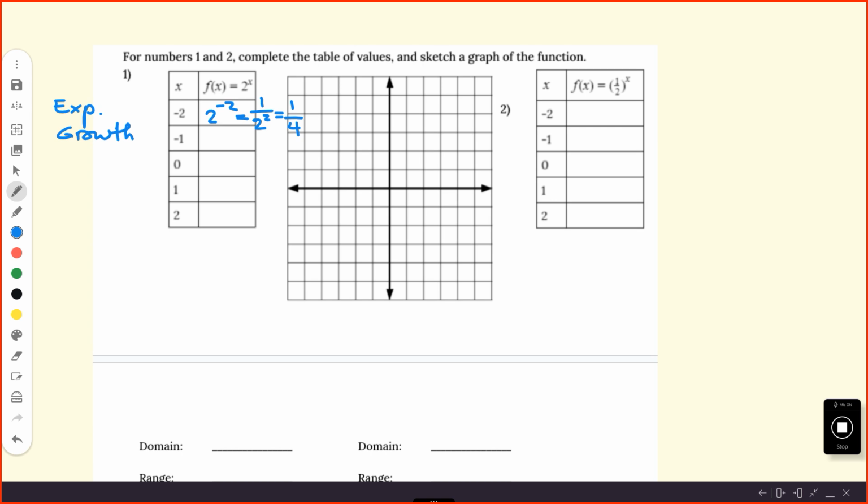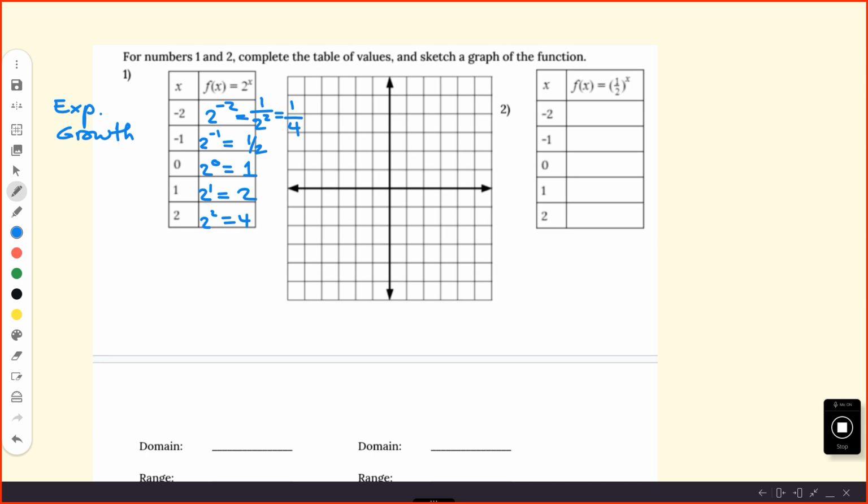Okay? Now, what is 2 raised to negative 1? 1/2. And then, what is 2 raised to 0? 1. Any number raised to 0 is 1, correct? What is 2 raised to 1? 2. It's just itself. What is 2 raised to 2? 4.